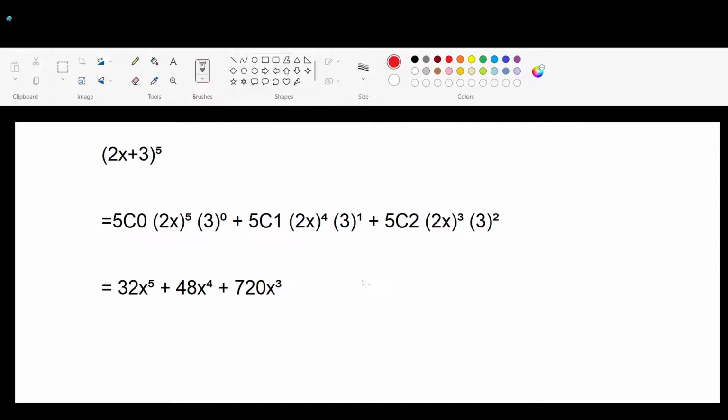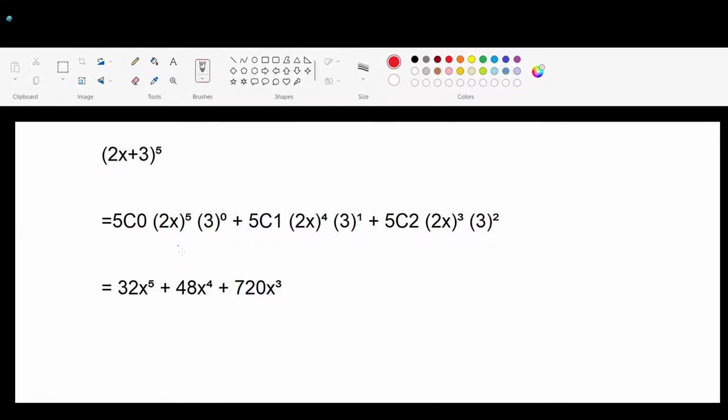For example, we have the expression (2x + 3) to the power 5, and we need to expand it and find the first three terms. So we'll use the formula 5C0 times (2x)^5 times 3^0 plus 5C1 plus 5C2, and so on. So these are the first three terms.